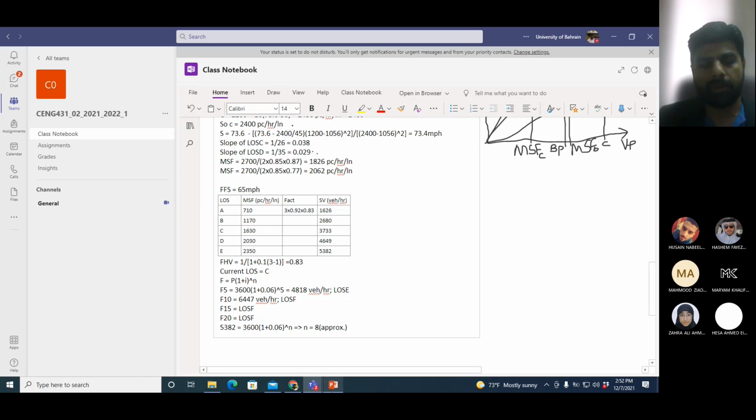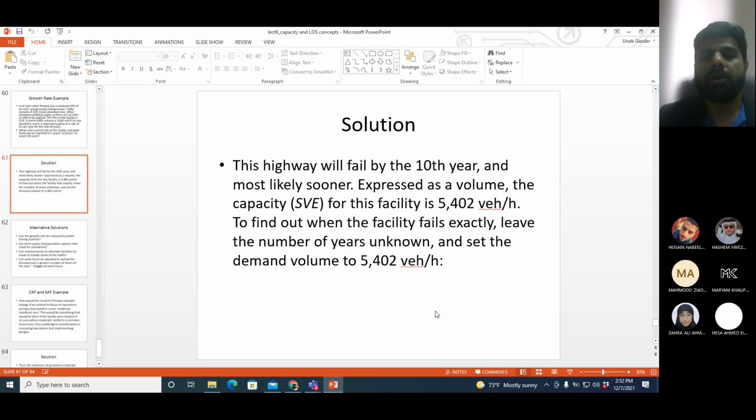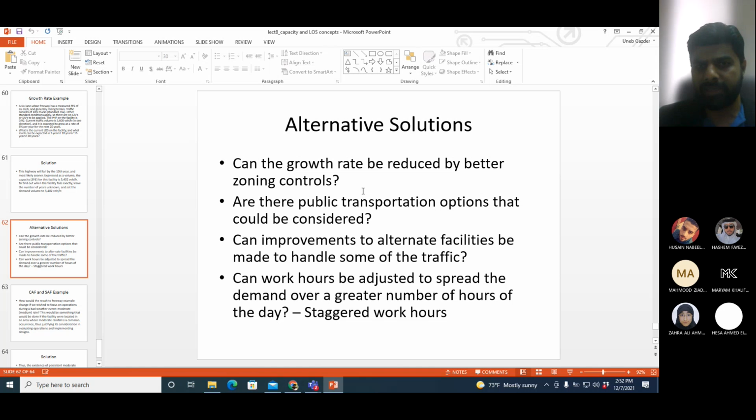Okay, and what can you do? There are some points mentioned here. You can apply zoning, you can promote public transportation, you can improve alternative facilities, you can change the working hours and so on and so forth. You can go through these points yourself. I will not explain them.